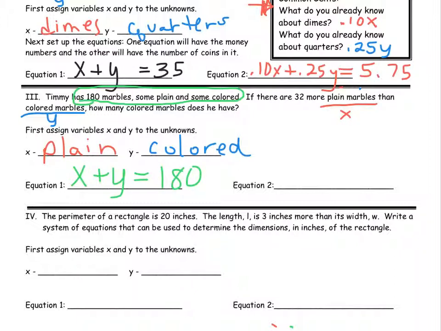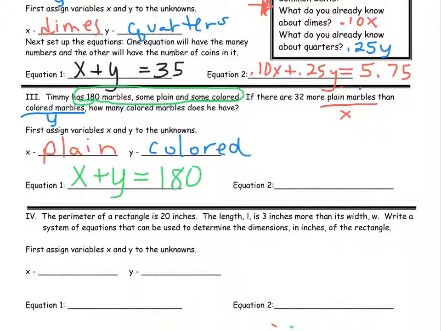Okay, now this one's not dealing with money, but this one's dealing with a comparison. So just like when we were learning how to write comparison equations in class, we're going to have to write a comparison equation. So let's just think about it like a scale. You have to keep a scale balanced. So I always start with which one has more. Do we have more plain marbles or do we have more colored marbles?